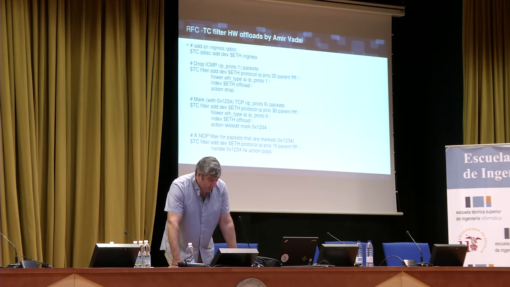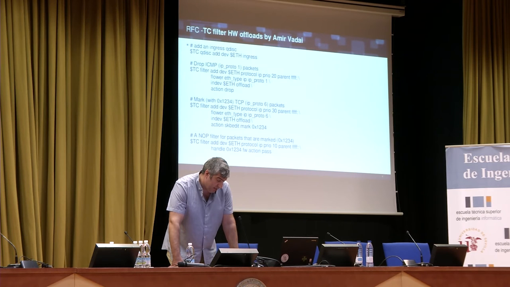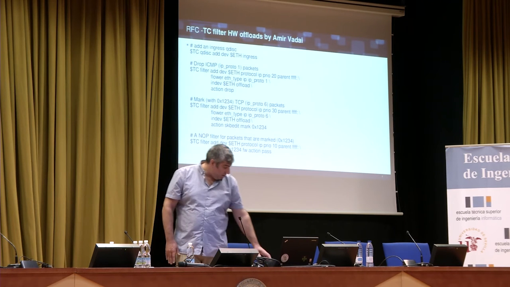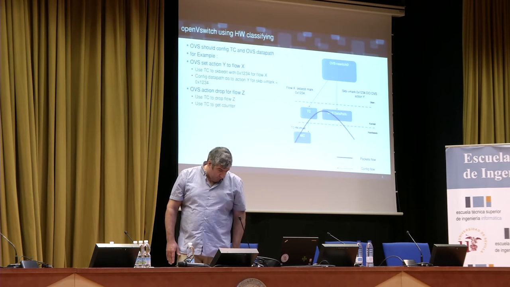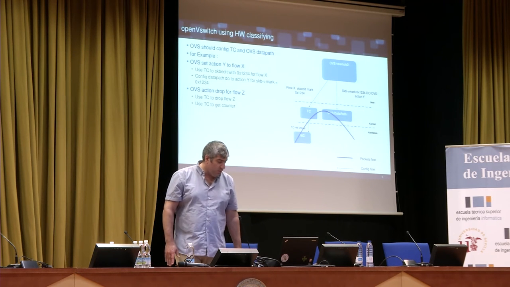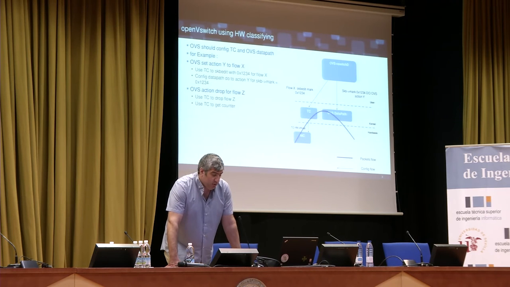Here we have an example of what we're doing with this SKB edit. We use it in the software classifier to count how many packets were with this type of traffic. So we're classifying packets with a mark of 1, 2, 3, 4, and the action is to pass, just in order to count them. Of course, the use case that we want is not to count the packets, it's more to do an offload for a switch.